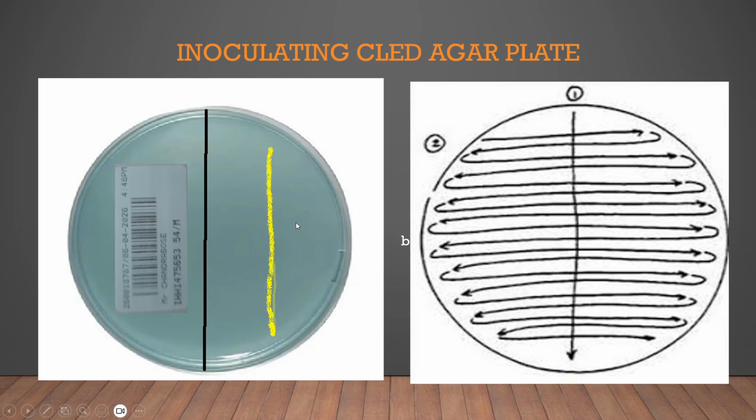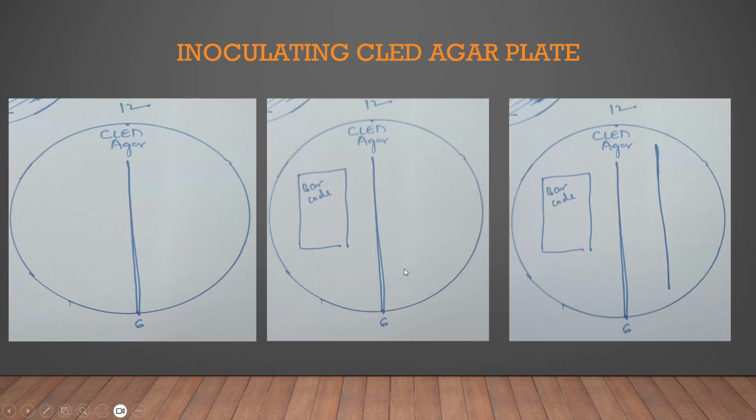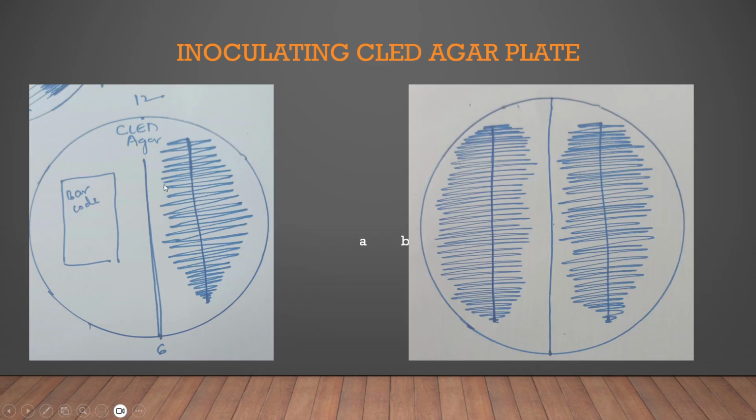In the case of the CLED agar plate, again you divide the plate into 2 parts. You put a straight line: dip the inoculation loop into the urine properly, mix it well, and then put one single line like this. Now do not heat the inoculation loop again. Instead you spread this same sample, like this. If you are dividing the plate into 2, it should look like this.